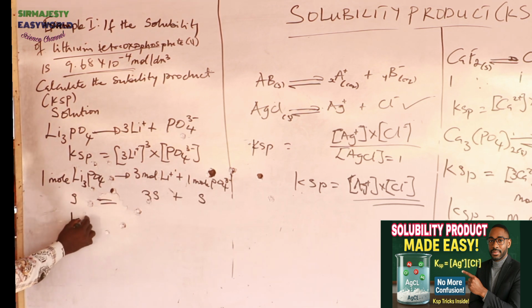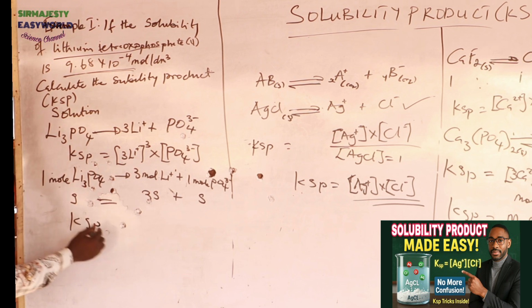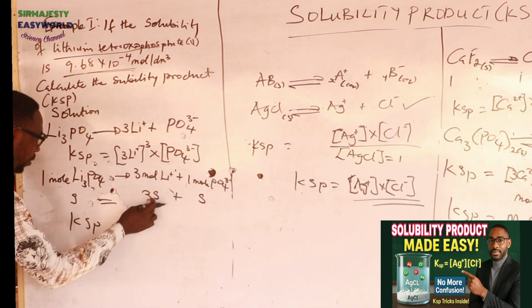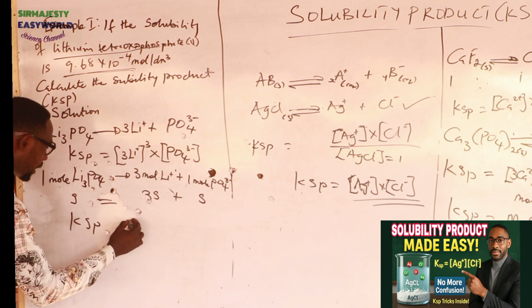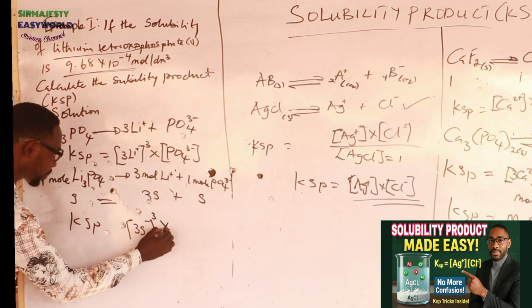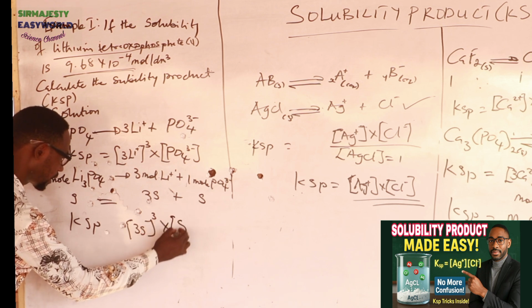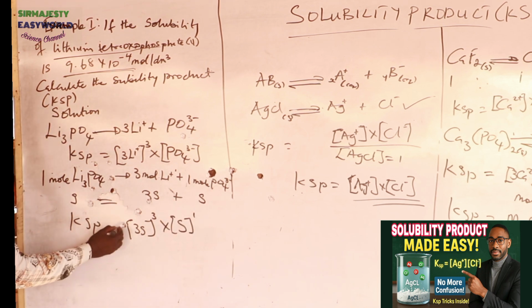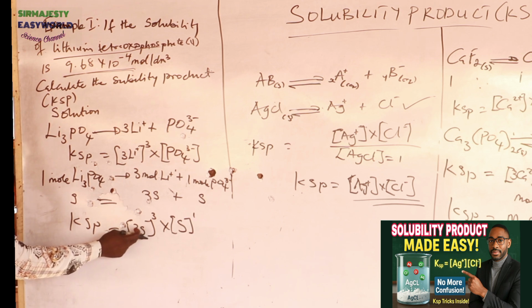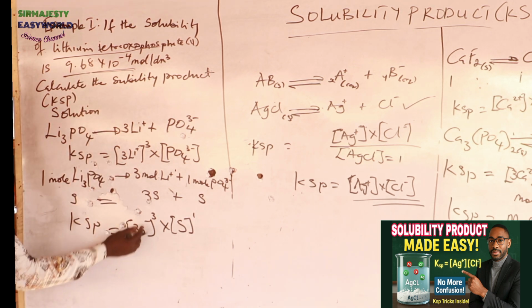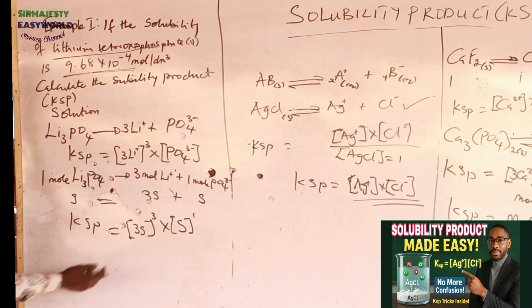That means we now derive our Ksp like we did here. The Ksp automatically implies that it's going to be 3S raised to the power of the coefficient, which is 3, multiplied by S again raised to the power of the coefficient, which is 1. So we already know what our S is, which is the solubility. So we can now fix in values and get our answer.